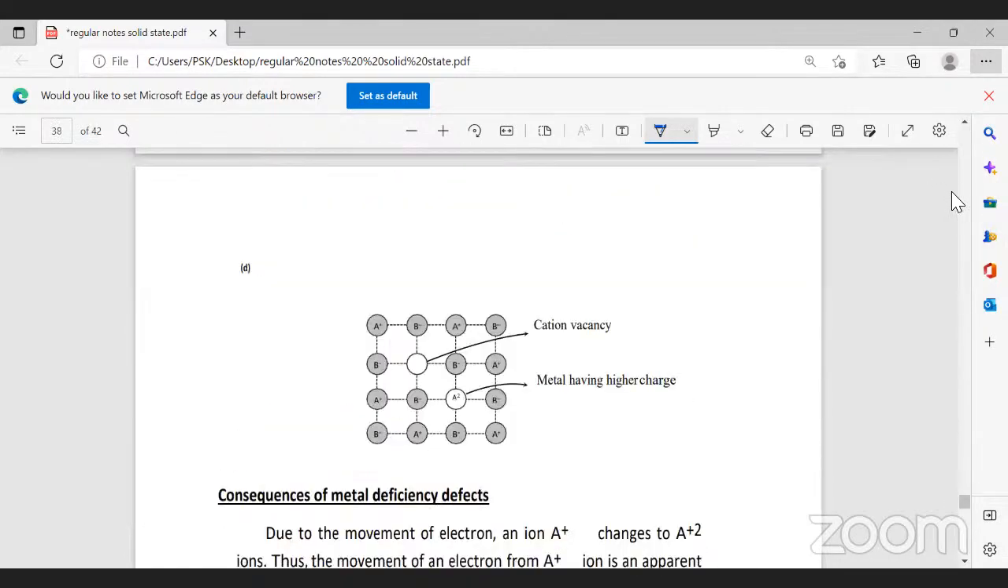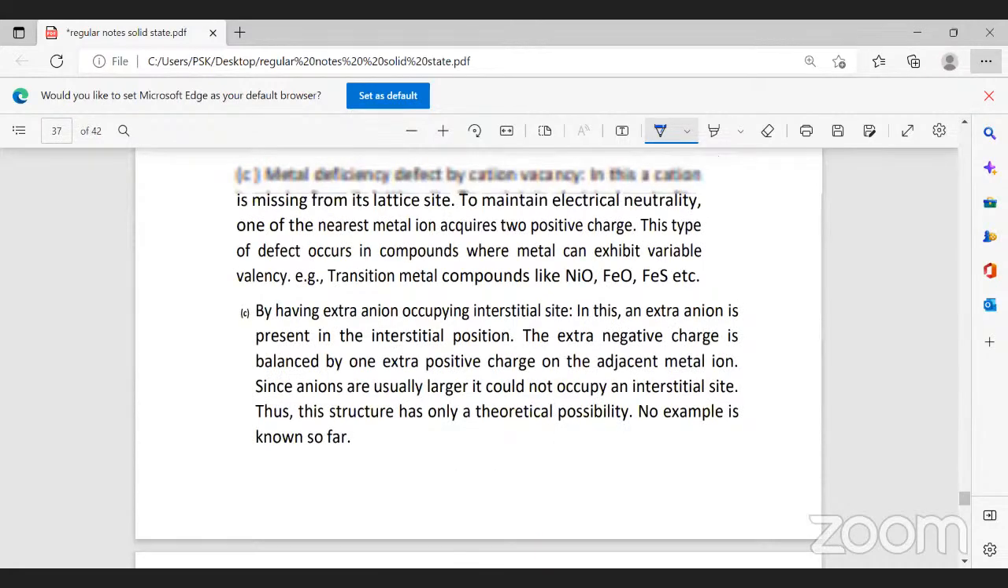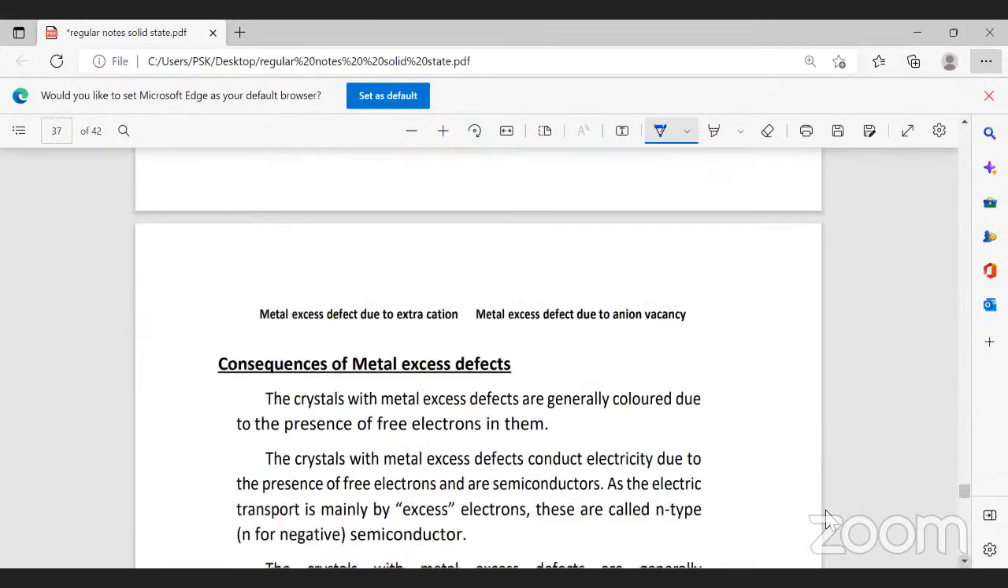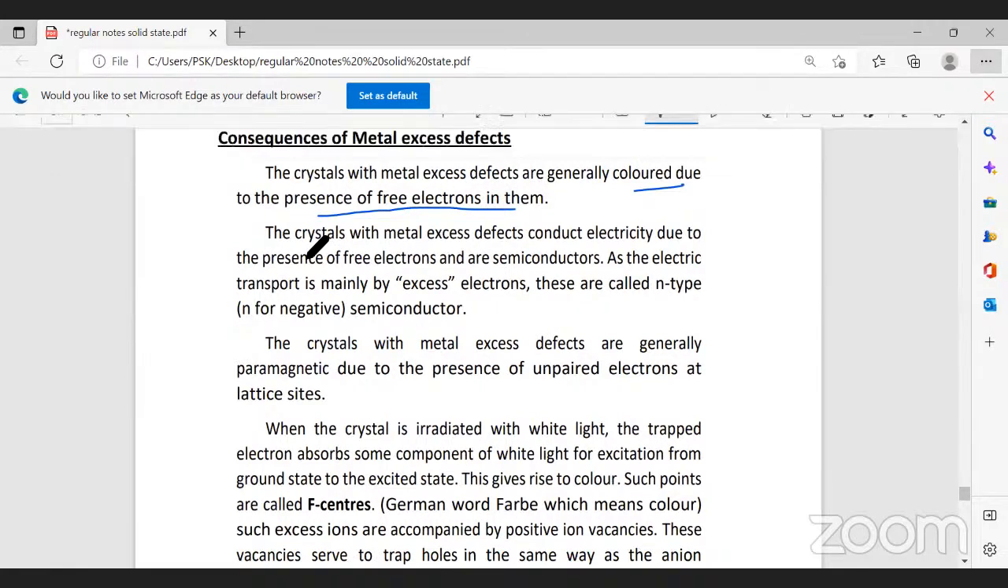Consequences of metal excess defect. The crystals with metal excess defect are generally colored due to the presence of free electrons. I told you about F centers and others. See, you should remember the consequences. Why are we learning this? Because it gives some property change. That is why we are learning these defects in the chapter.